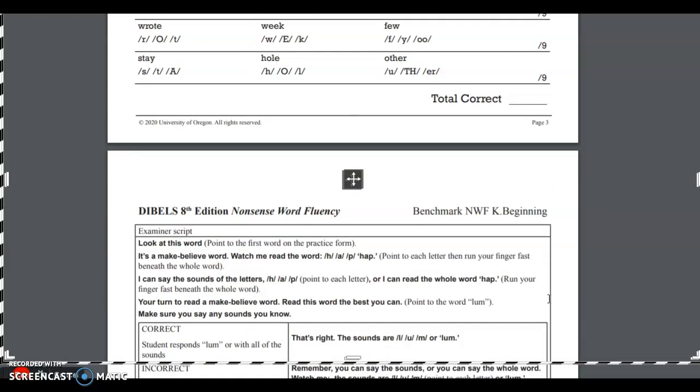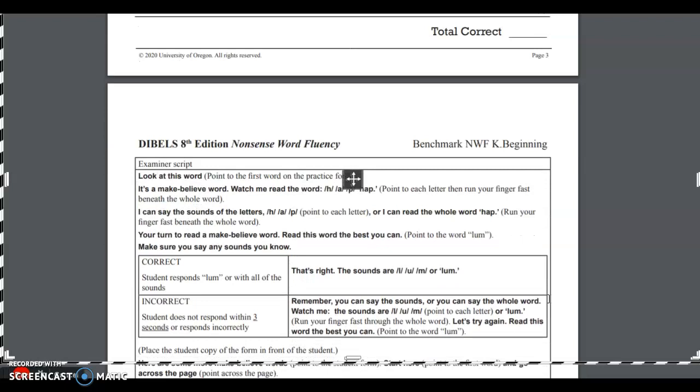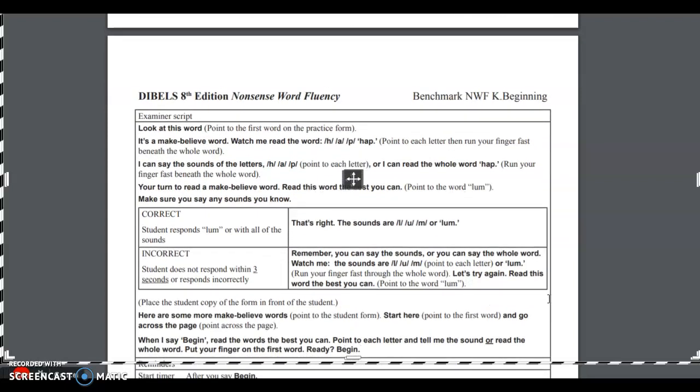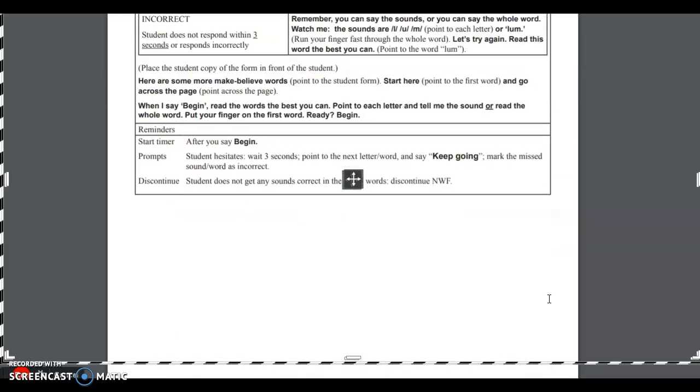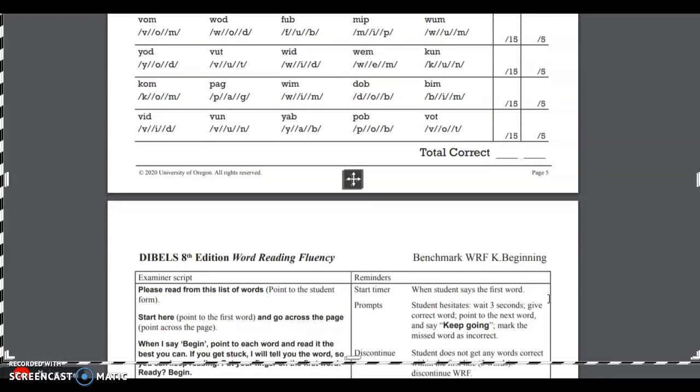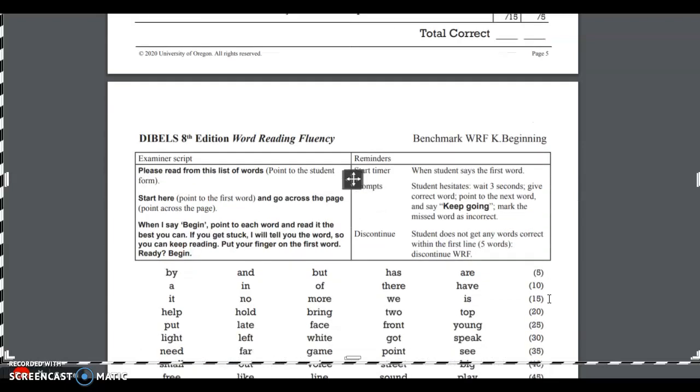So that's phoneme segmentation. Nonsense word fluency typically starts a little later in kindergarten. This is where you're going to show them make-believe words, and they would try to tell you the sounds of the letters. This is what it looks like. And this looks different, y'all, this new edition. This is the first time I am seeing it, so it kind of stressed me out a little bit. I'm not going to lie. Don't like change. And then word reading fluency. That's where they would read the words. If they can read the words, great. Not every kindergartner might get to this point.